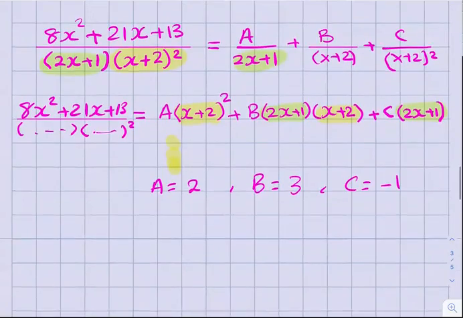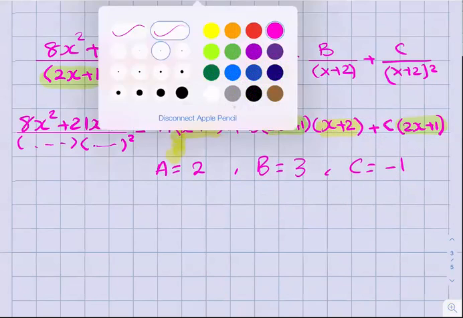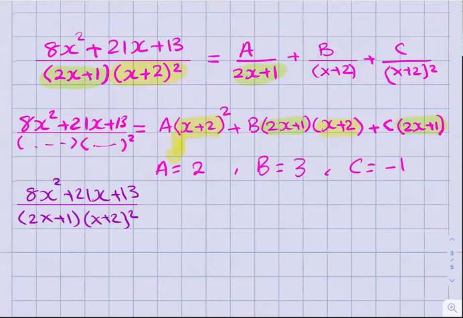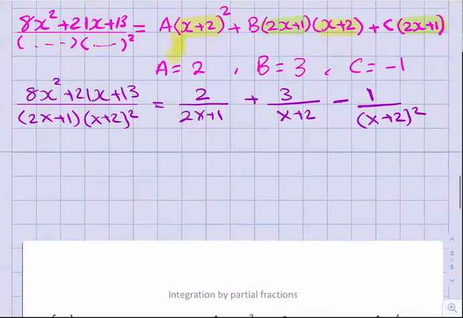So this will be 8x squared plus 21x plus 13 divided by 2x plus 1 times x plus 2 squared equals 2 over 2x plus 1 plus 3 over x plus 2, that's the B, minus 1 over x plus 2 squared, because C is minus 1.